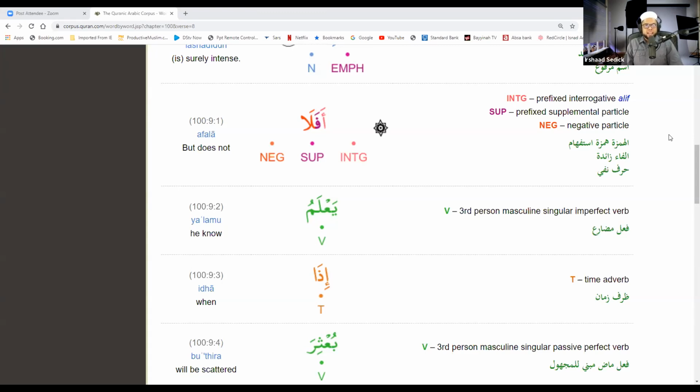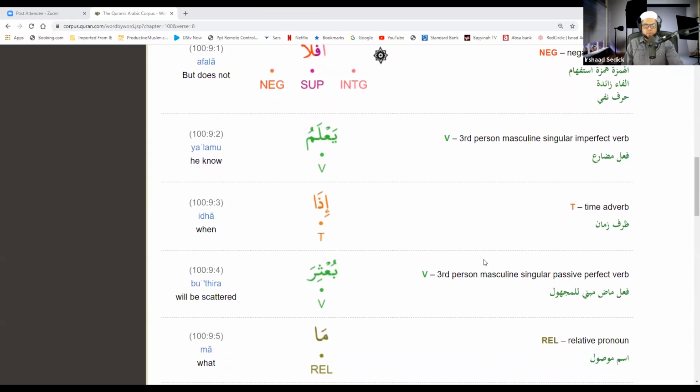Okay, so afala ya'lamu, alima ya'lamu, that's pretty straightforward. Fi'al mudari'. Afala ya'lamu, where is the fa'il of ya'lamu?